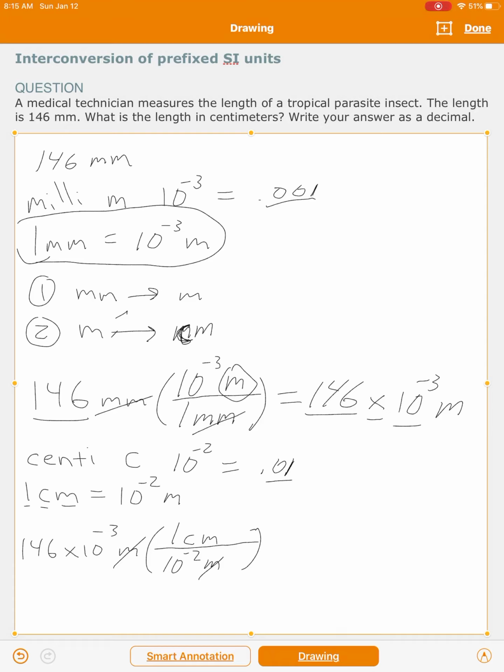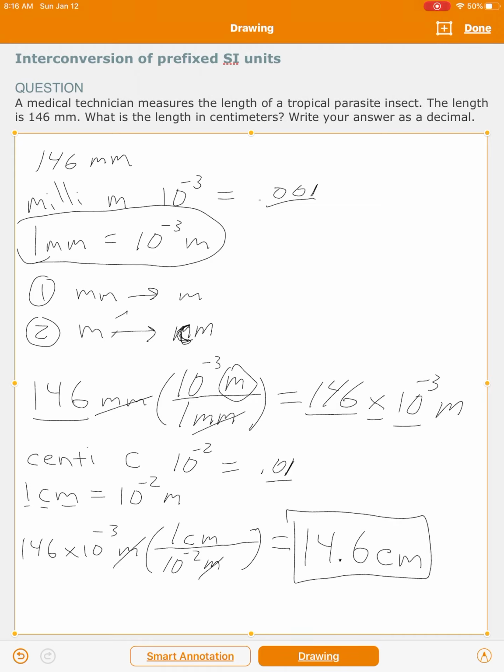Now, your calculator, it's important that you know how to use your calculator here. I can't tell you how many people make mistakes based on the calculator. If you take 146 and you multiply it by 10 to the minus 3, and then you divide it by 10 to the minus 2, what you get is 14.6. And then our units are centimeters. And that would be our answer.